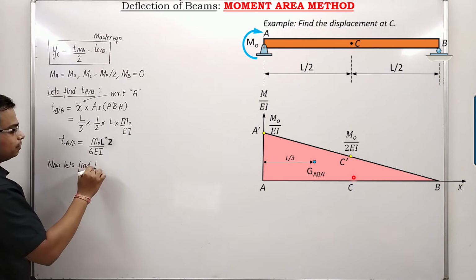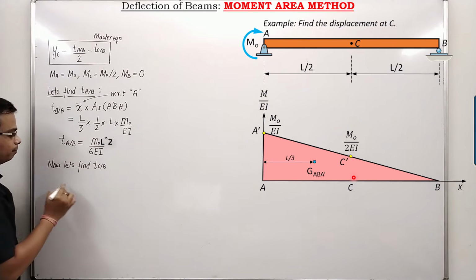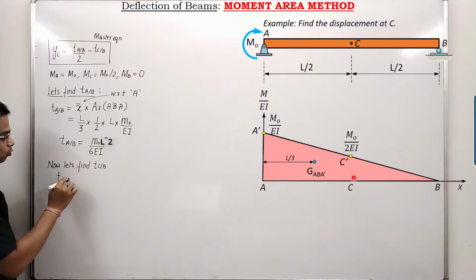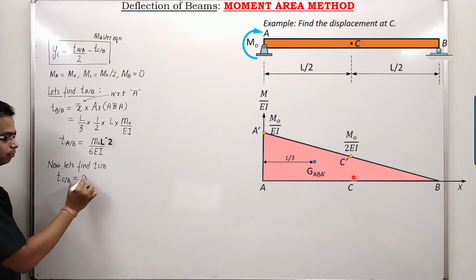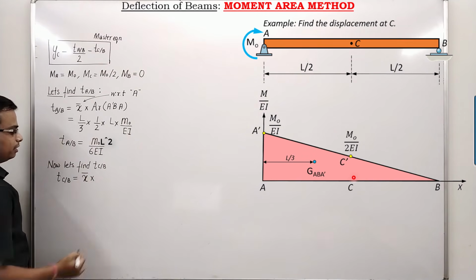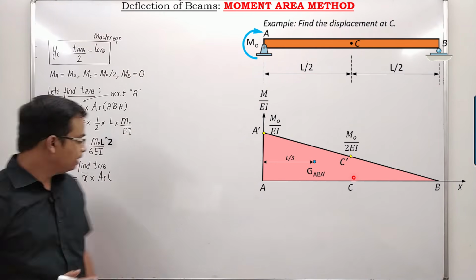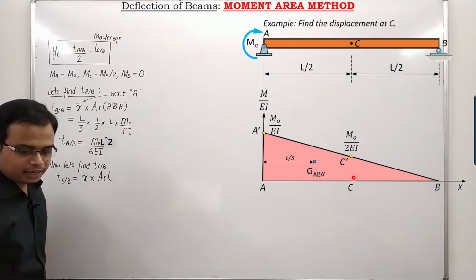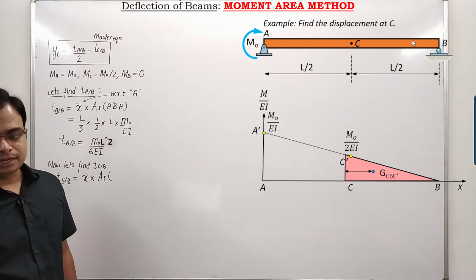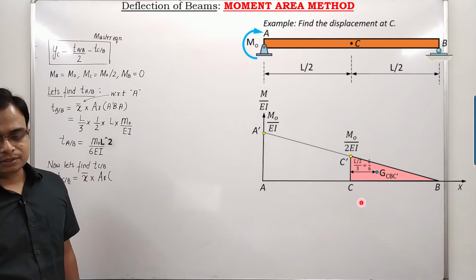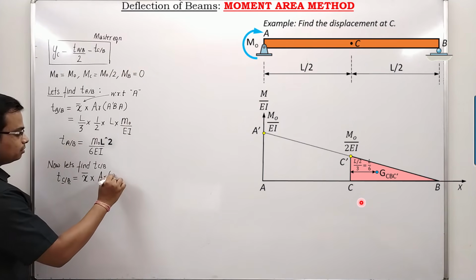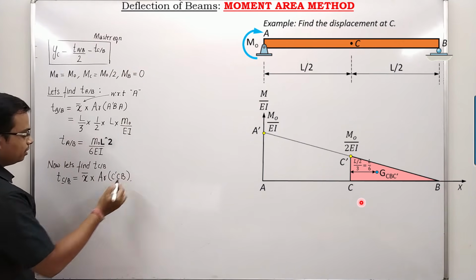TCB. TCB, by applying theorem 2, is the product of the centroid's location multiplied by the area. What area? Not just any area, the area between C and B. And let me show you what that area is. Area between C and B, here it is. C dash C B, C dash C B, and there you go.